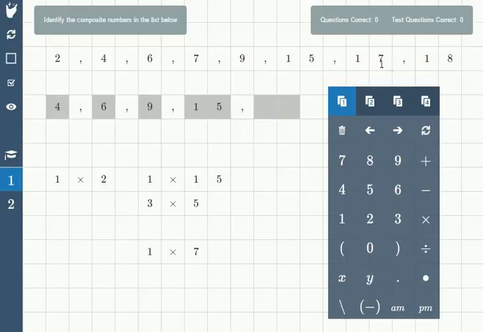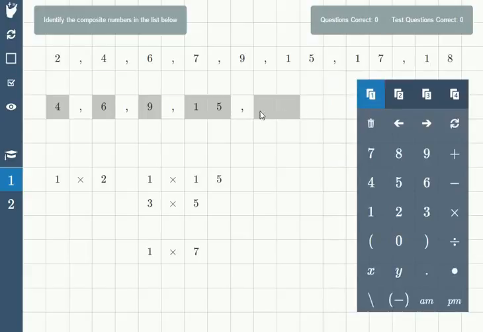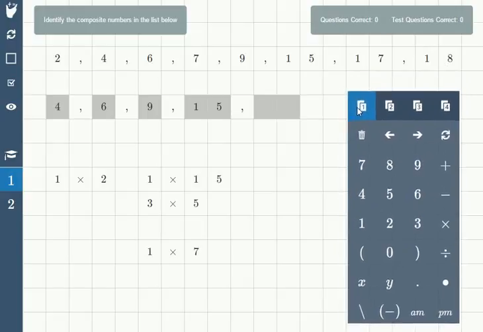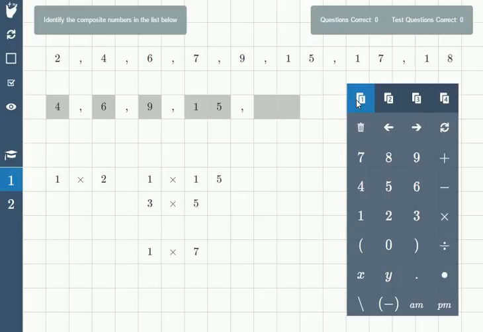And now we get to the last 2 numbers, 17 and 18. One of them must be prime and one of them must be composite because there's only one space left in our answer. So the composite number is going to be 18 because there's more than one way of creating that number using multiplication. We could do 1 times 18, but we could also do 3 times 6 or 2 times 9. So 18 must be composite. And that completes the question.